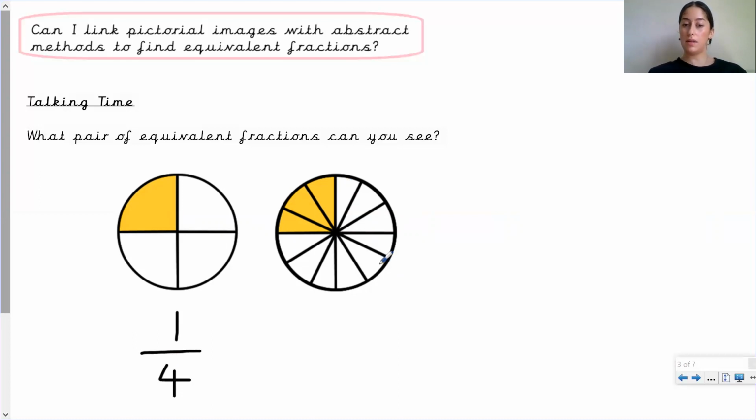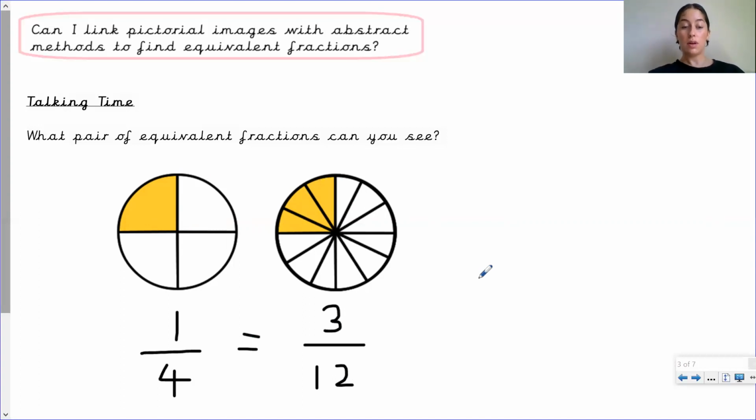Here, let's count how many equal parts our whole is divided into. 1, 2, 3, 4, 5, 6, 7, 8, 9, 10, 11, 12. So our denominator is going to be 12. How many parts are shaded? 1, 2, 3. And if we look carefully, 3/12 is the same as 1/4. So they are equivalent fractions. Again, same thing as we did before.